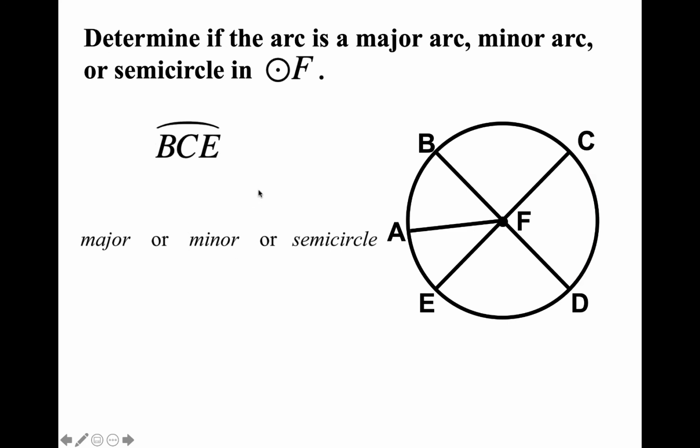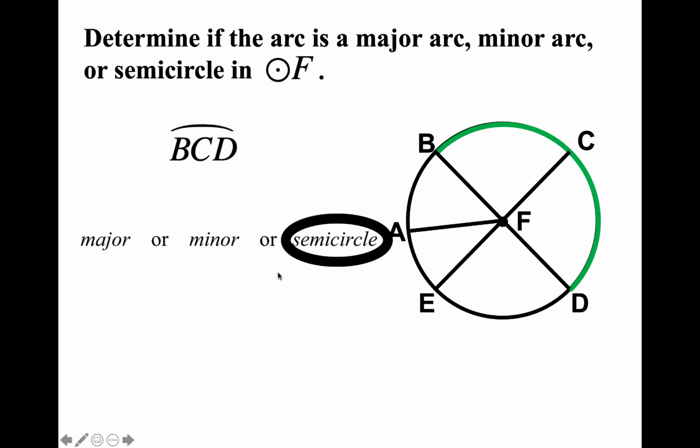Then we have arc BCE. Is that a major, minor, or semicircle? Okay, notice you're starting at B, going towards C, stopping at E, so this is a major arc since it's more than half the circle. All right, what about arc BCD? Notice that's half the circle, so this is a semicircle.